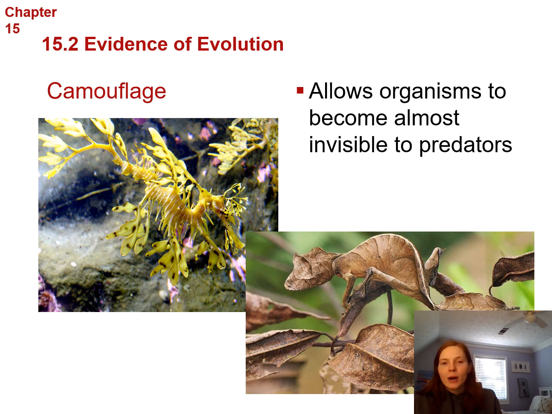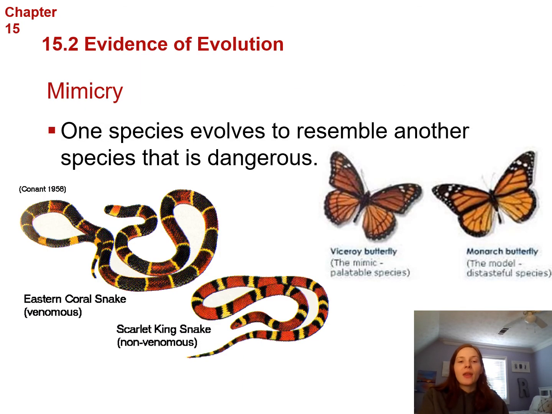Camouflage, you're probably already aware of what this is, but just so you have the scientific definition, this allows organisms to become almost invisible to predators. So this is what we call an adaptation, something that helps an organism survive. If they're able to blend into the environment, they're less likely to be seen, and they're less likely to be preyed upon. So that would increase their chance of surviving and reproducing, and so that would make them more fit. So that's camouflage. And the other term you need to know is what we call mimicry.